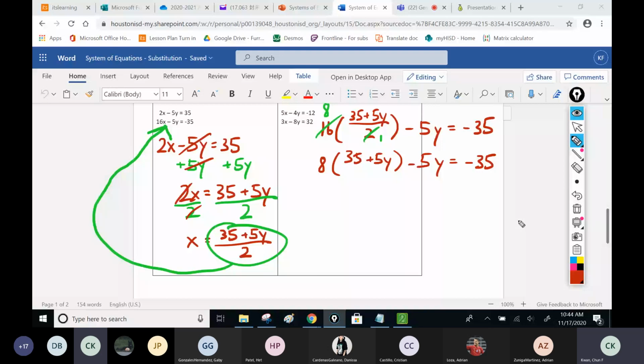The next step is you're going to have to distribute the 8. The 8 right here, you distribute it to the 35 and the plus 5y. So 8 times 35 is going to get you 280, and 8 times 5y is going to get you 40y.